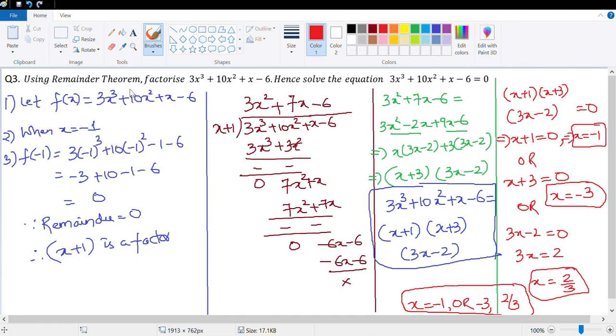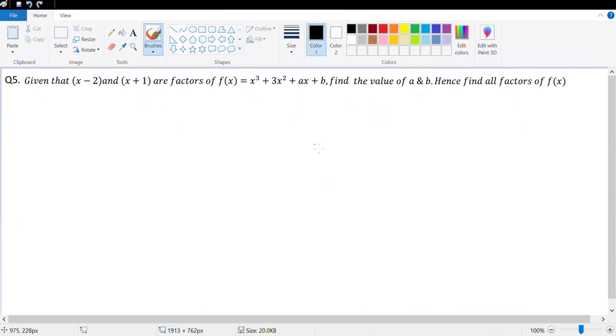Good. That brings me to the next question of this exercise homework, which was question number 5. Question number 5 says, given that x minus 2 and x plus 1 are factors of f(x), find the value of a and b and then find all the values of f(x).